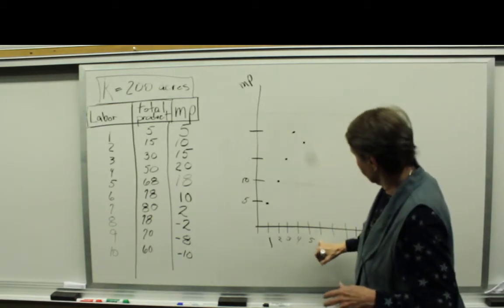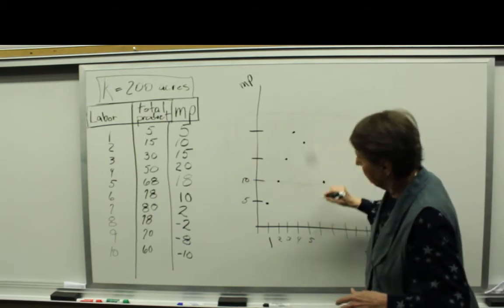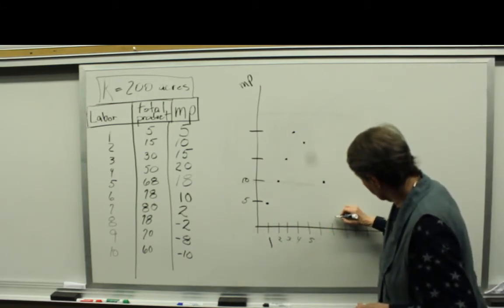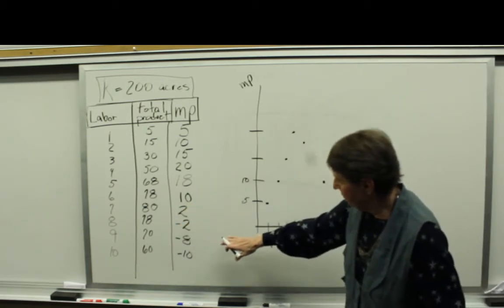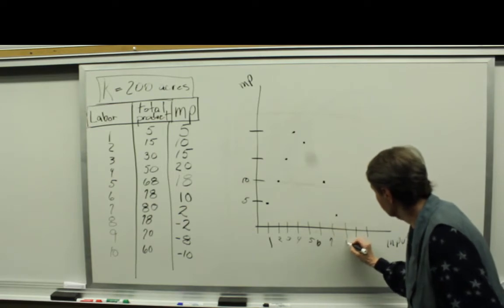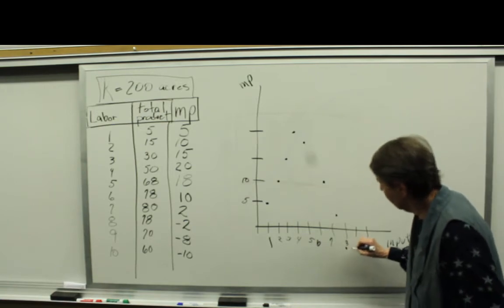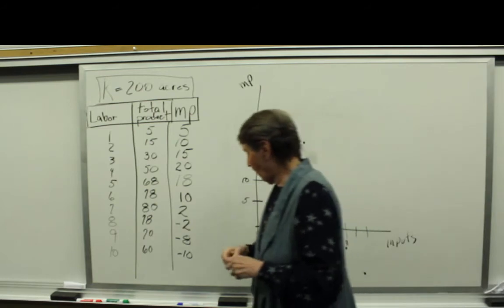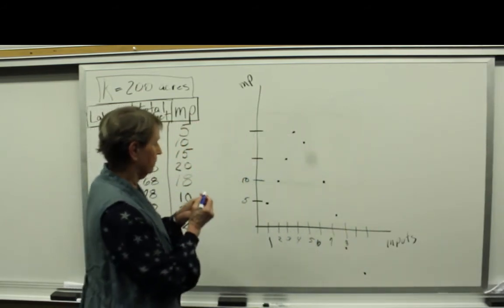Worker number 6, his marginal productivity is 10. That's here. Number 7 is 2. And worker number 8 is actually minus 2. And down here to minus 10. So if we graph our marginal product curve, it looks like this.